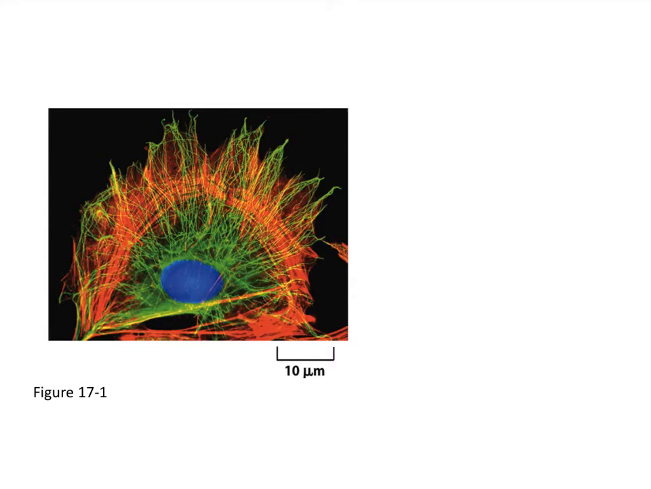The cytoskeleton is a really beautiful structure, and you can see through this image that there's several different components of the cytoskeleton which are stained fluorescently, and we're going to talk about those three different components today. So let's take a couple notes.